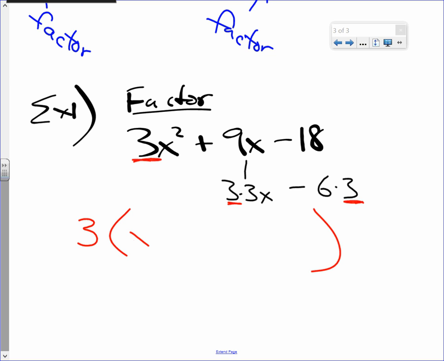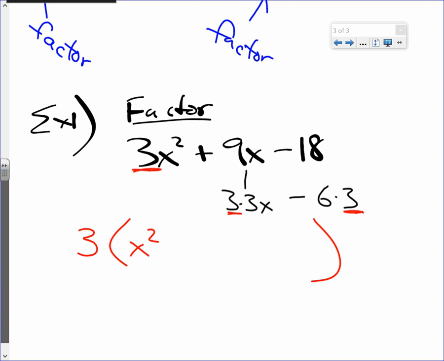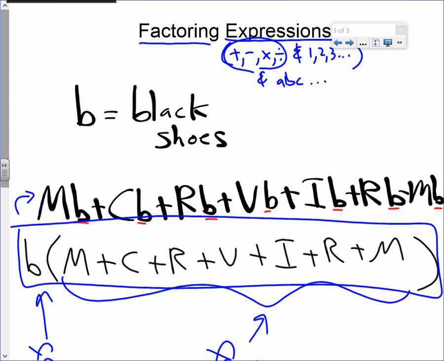X squared, huh? Because think about distributing. 3 times what's going to be that? Well, x squared. That's what's left over. I took the 3 off, just like I took the black shoes away from me. All that's left is the m, because b times m would be mb.